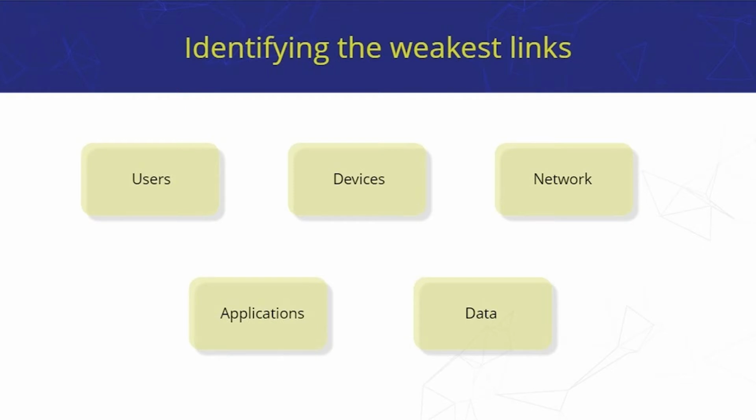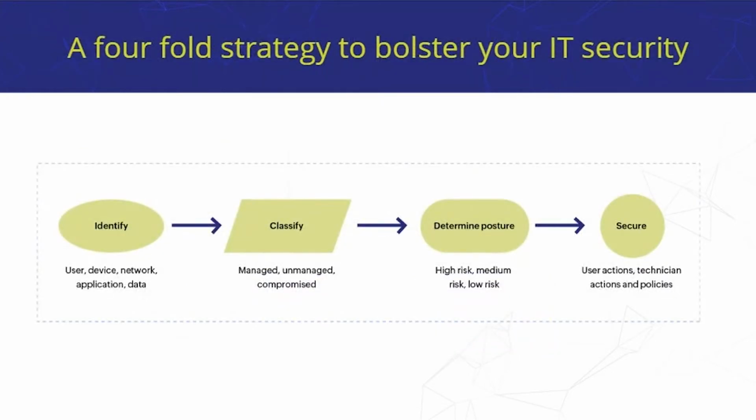And the first step you need to do is to basically check the links between each of these components to identify which is the weakest link in your infrastructure. And based on that, you can take action. Based on that, you can enforce policies to make sure you protect against cyber attacks. And so to do that, you could have this fourfold strategy where you first identify what type of component we're talking about, and then you classify it.